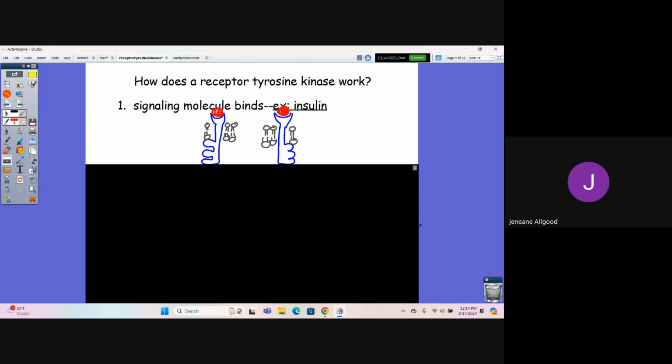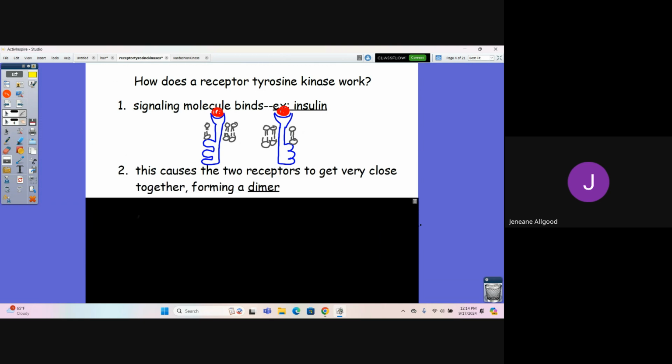Okay, so underneath that, the binding of the signaling molecule to the receptor tyrosine kinase causes two receptor tyrosine kinases to get very close together, forming something called a dimer. So to start off with, those two receptor tyrosine kinases are separate. But when a signaling molecule such as insulin binds to each one, it's going to cause them to get closer together and basically become attached to each other. And that's something called a dimer.